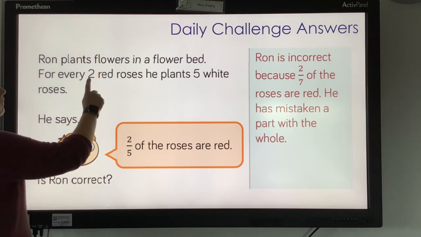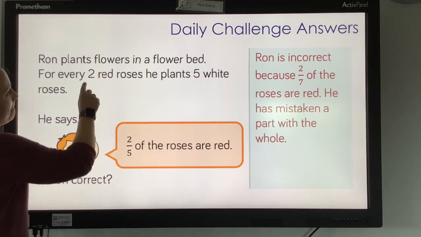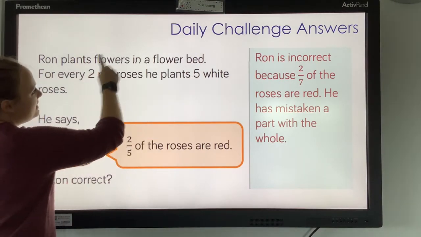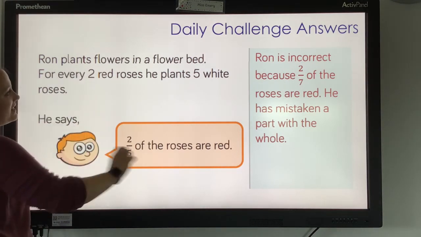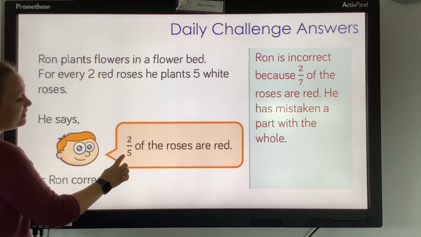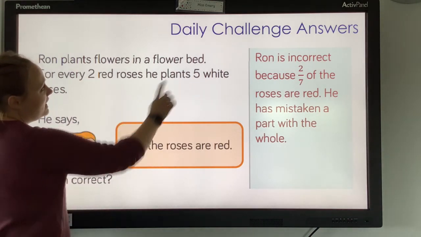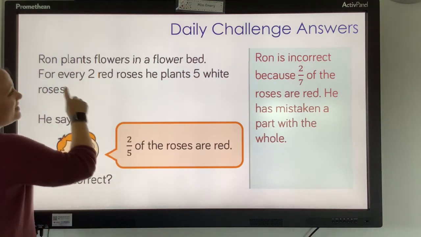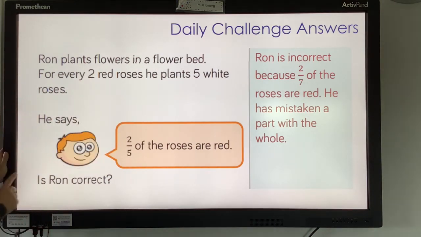So if you've got 2 red and 5 white, you've actually got 7 roses in total and 2 out of the 7 are red. Whereas he says 2 out of the 5 are red, but the 5 is in relation to white roses. So there are 7 roses in total.